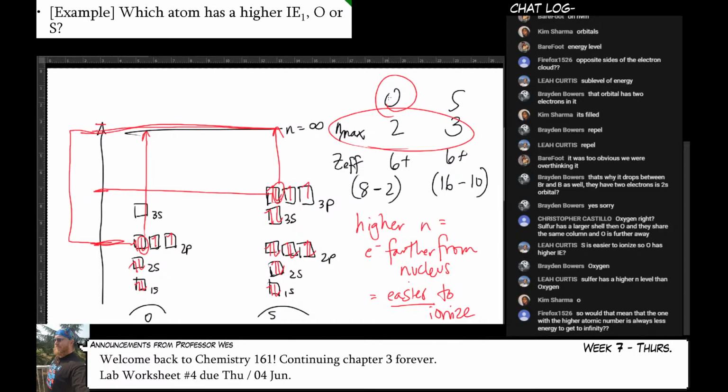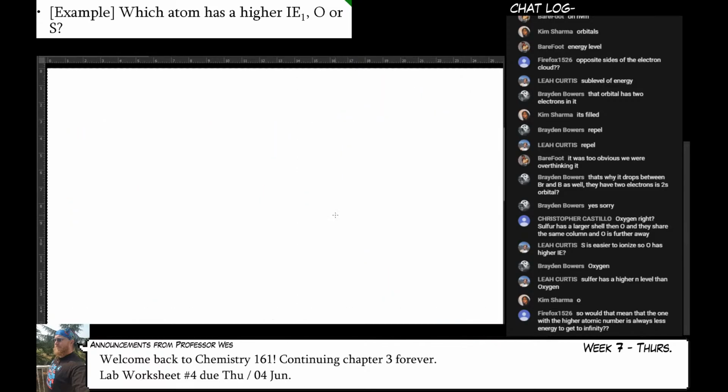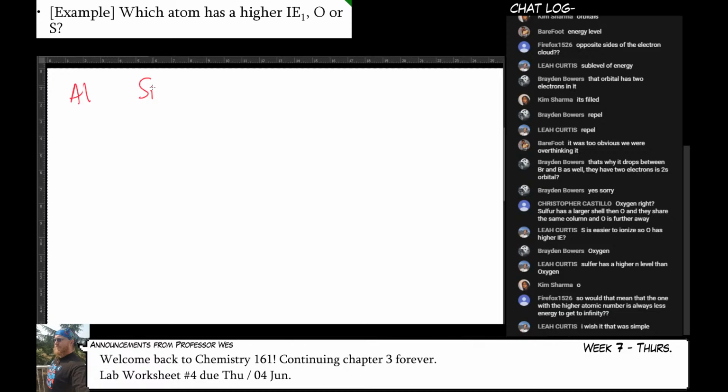Would the one with the higher atomic number always have less energy? No, because we're going to do that on the next example. Oh, no, not that example, because that's a different example. But I could do one for that. So let's erase. And if I asked you to do these 2 atoms, and I said, which one has the higher ionization energy? Which would it be?